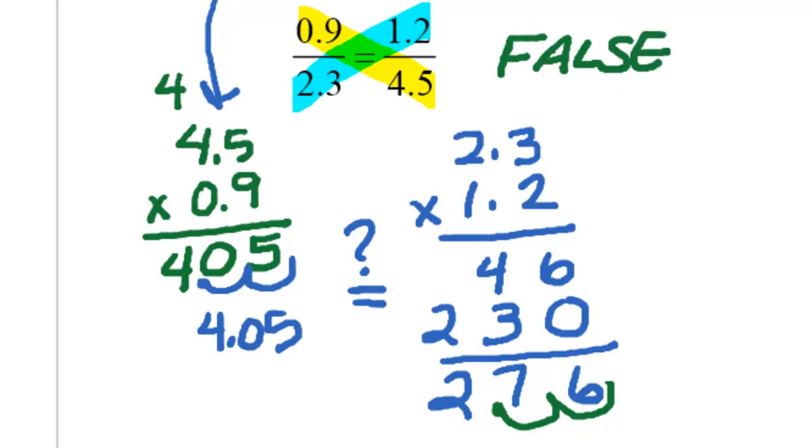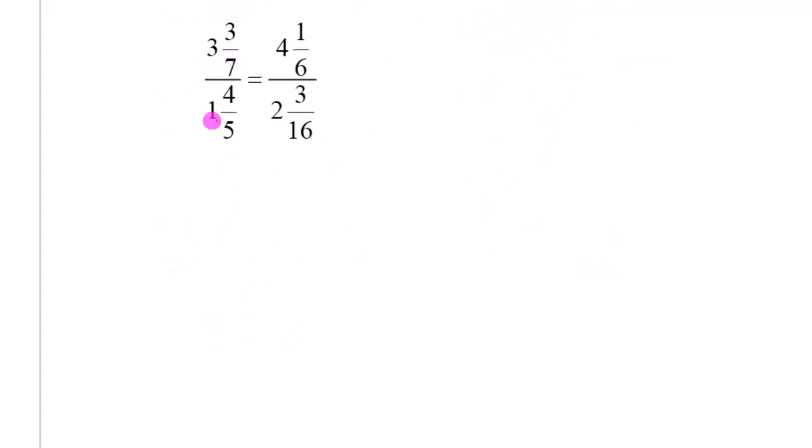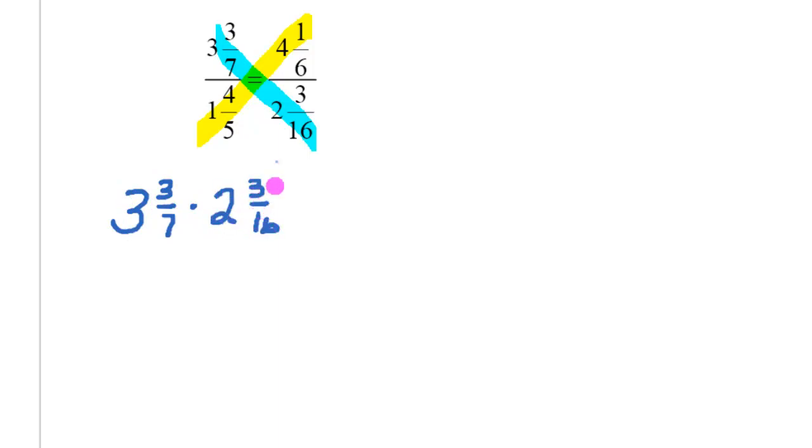All right, let's do the next example. Now the next example is a proportion made up of fractions, bunches of fractions. And again, we're going to use our cross products and see if, when we multiply across, we get the same answer. All right, so let's try that. So here we have 3 and 3/7 that needs to be multiplied times 2 and 3/16. So that's the first cross product.